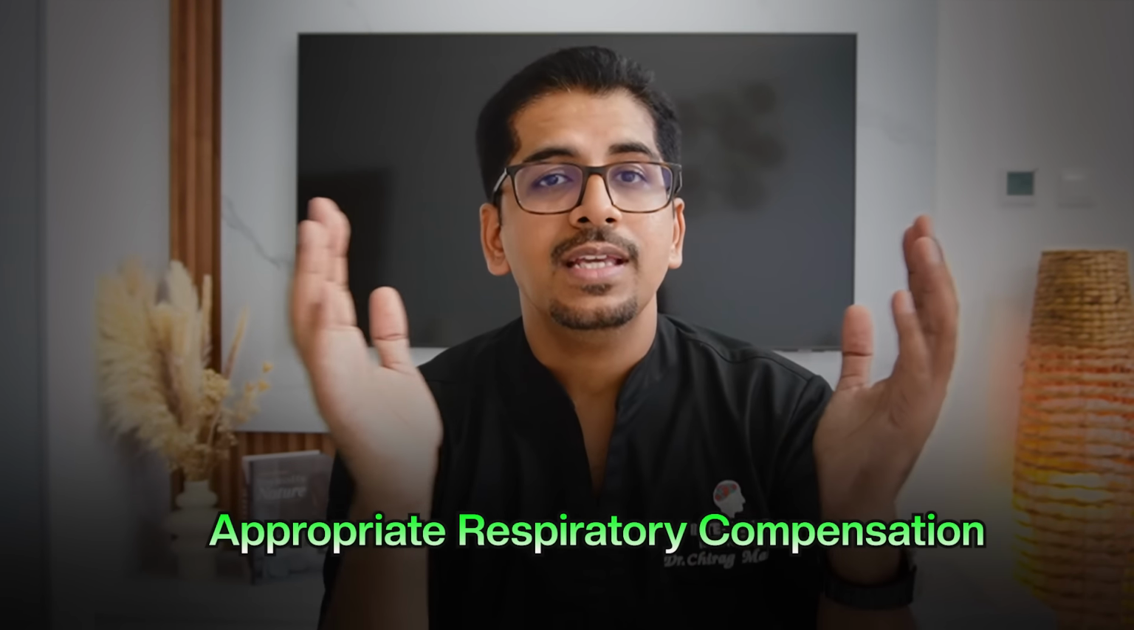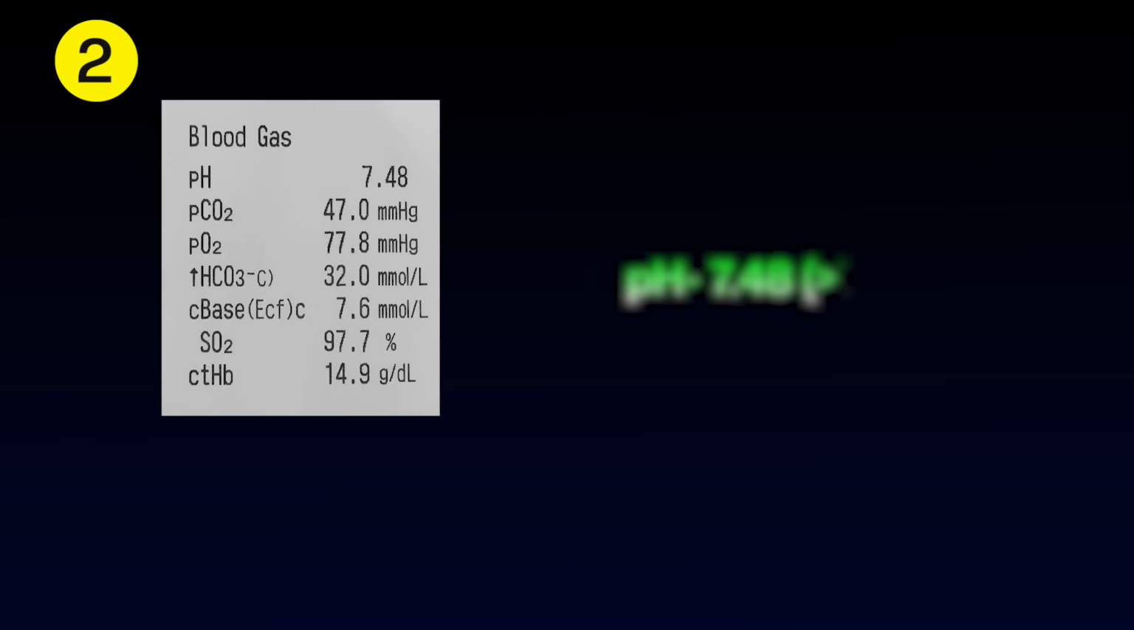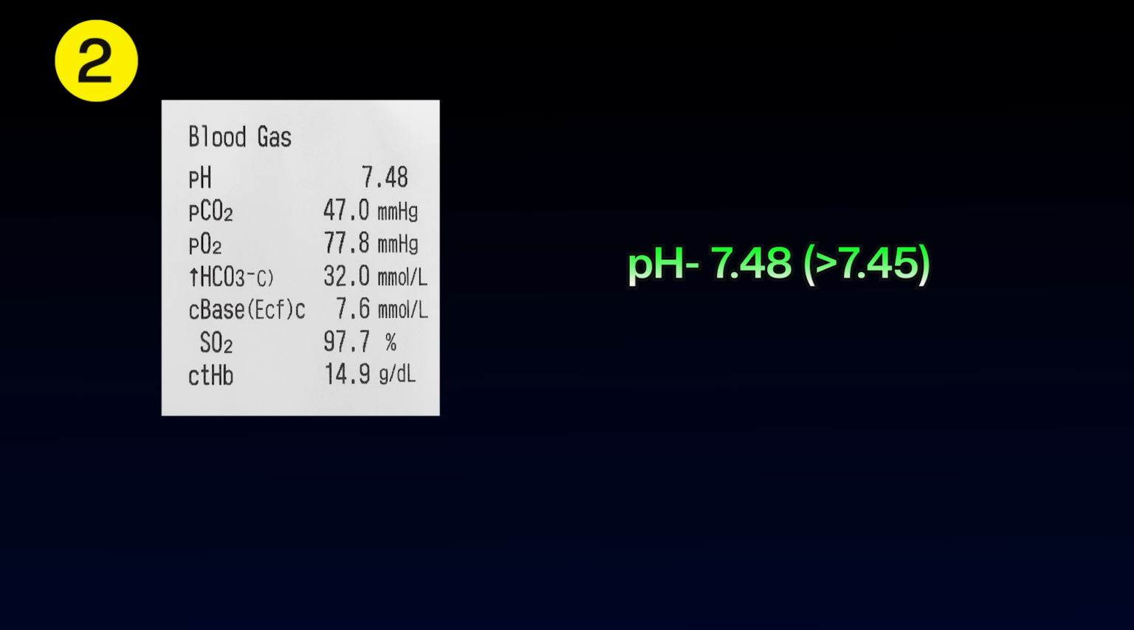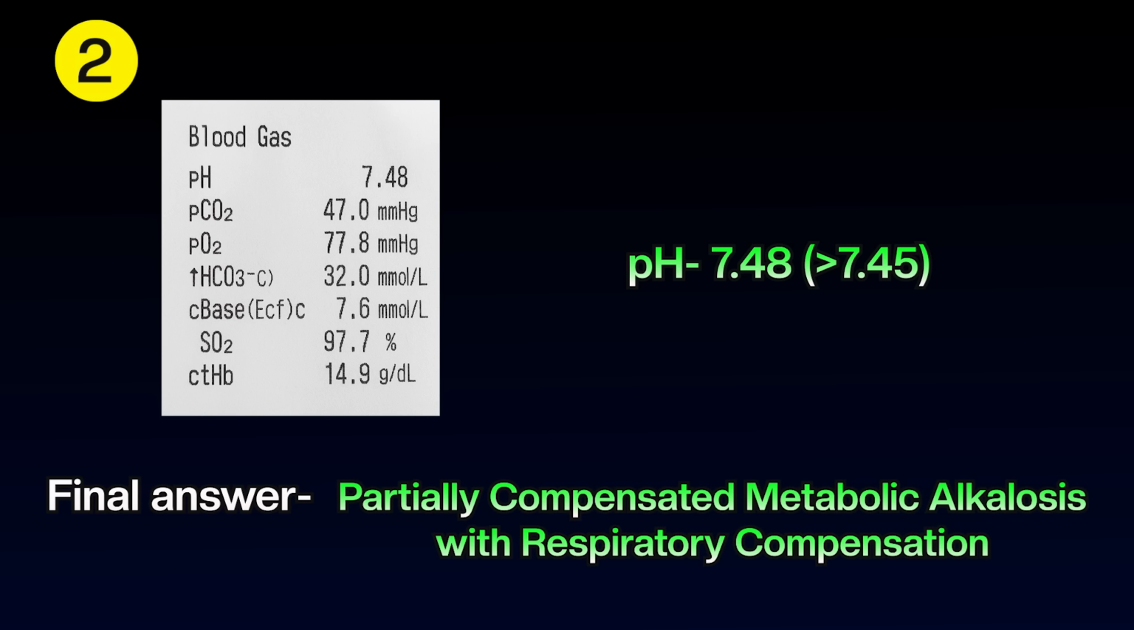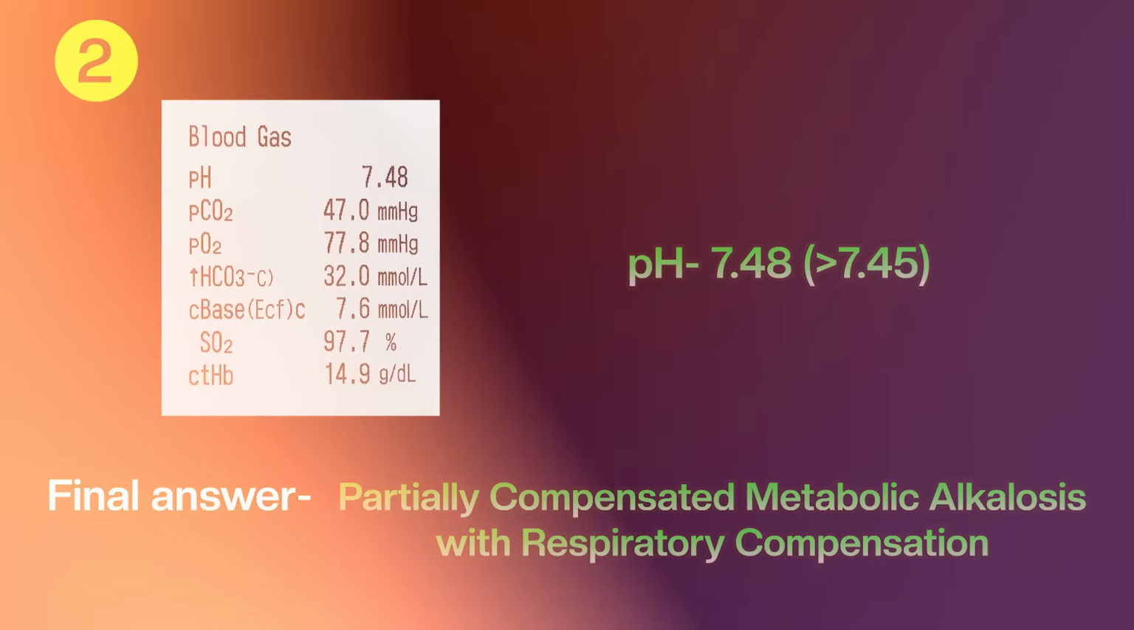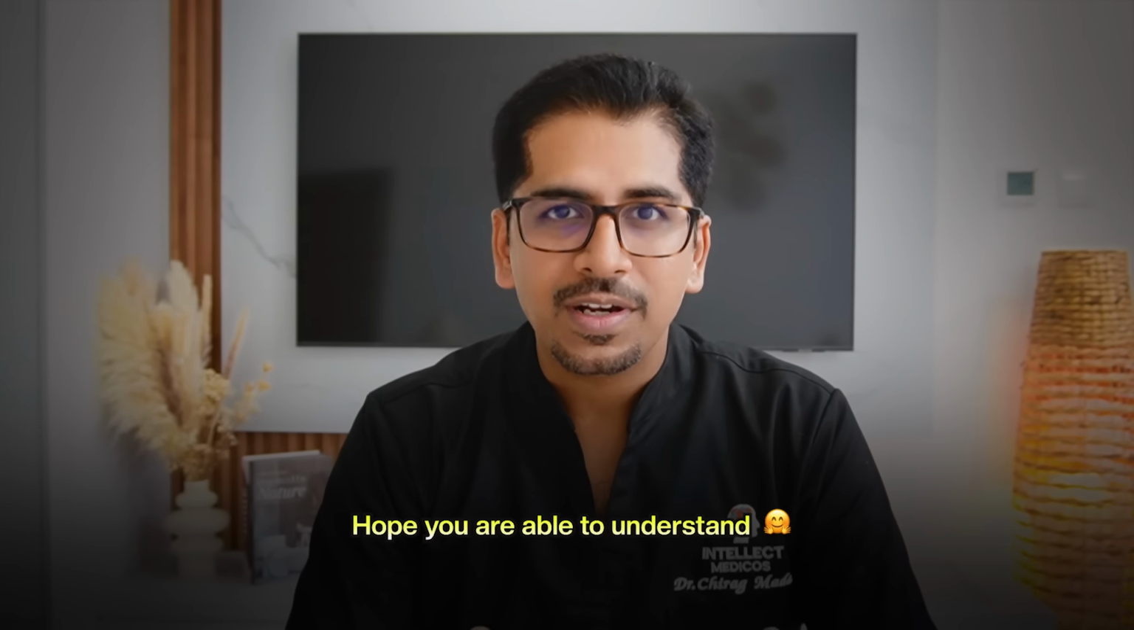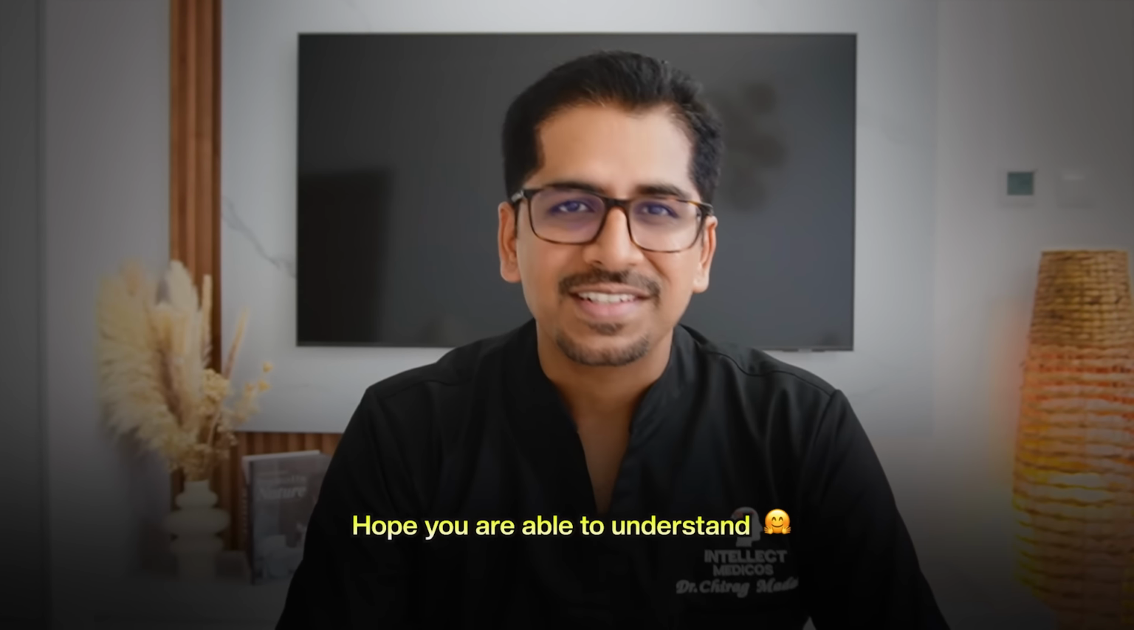But if you see in totality, the pH in this ABG is 7.48. Hence the final answer would be partially compensated metabolic alkalosis with respiratory compensation. If in your question they have provided just the option of fully compensated or uncompensated, I would say go ahead with uncompensated. Why? Because the pH is outside the range. I hope you are able to understand. Now I hope you are able to relate, right, as we have done the first and the second scenario.